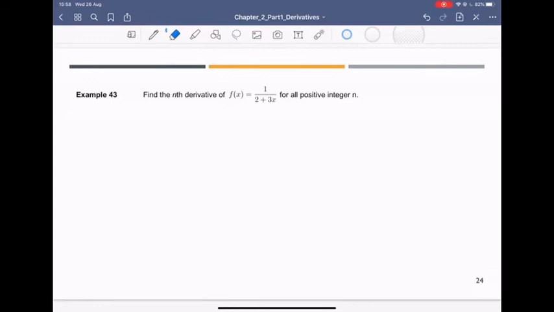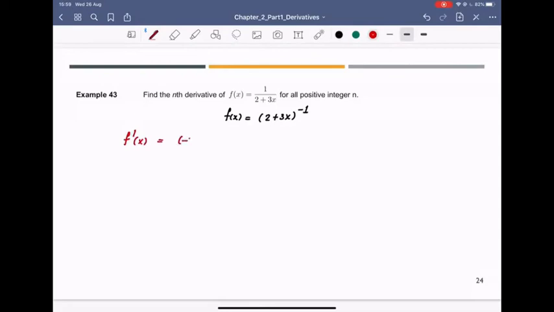So let's start by simplifying this thing a little bit. I have f(x) equal to 1 over 2 plus 3x, right? So I'm going to simplify it to (2 plus 3x) raised to the negative 1. I do this because it is going to be a lot easier to differentiate if I simplify to this form. And then let's start with f prime of x.